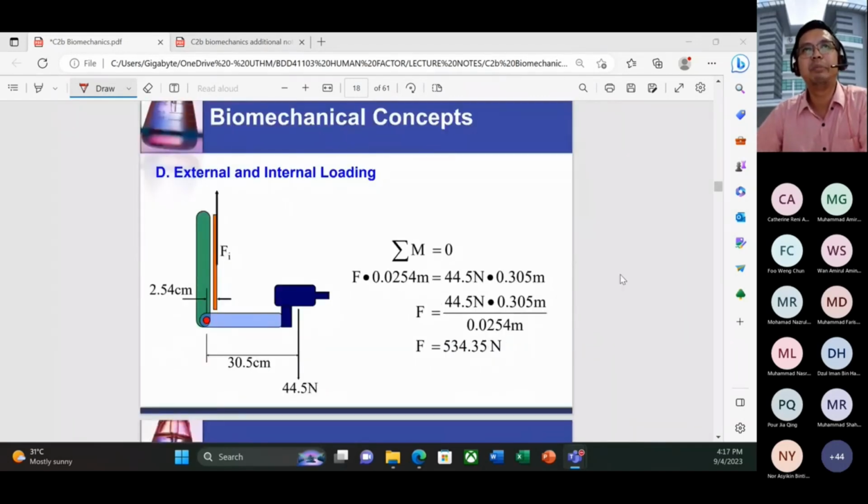Okay, this is an example concept. How do we calculate the force? Okay, external, internal loading. So let's say they are given to you, this is bicep force, F i. The given distance is 2.54 centimeters, and the distance from this elbow point to our hand is 30.5 centimeters. So the load applied will be 44.5 Newton. So calculate the force. From our basic concept, the moment will be 0. So put the force here times 2.54 centimeters.